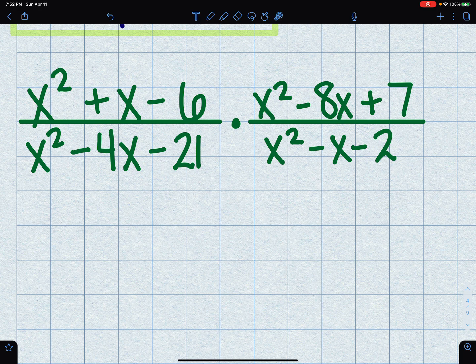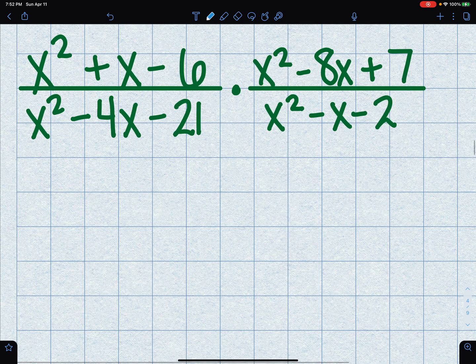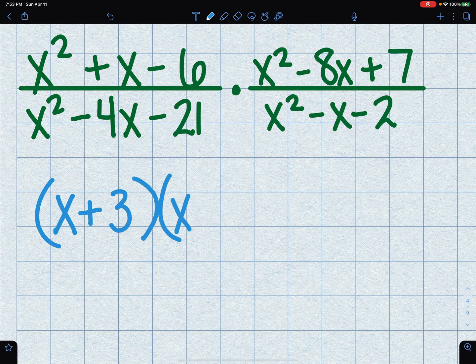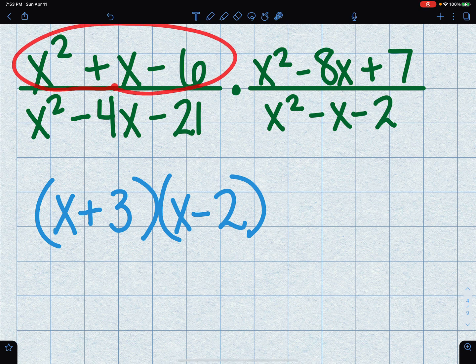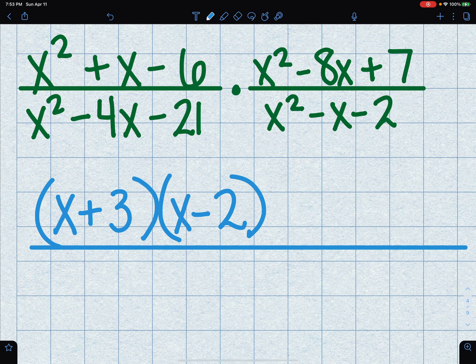So let's first look at this one. How would you factor that numerator out? It's going to end up being x plus 3 and x minus 2. Okay, this is where that factoring comes in handy. You have to turn this into this. Now I'm going to write a big long fraction, because this is all just going to get multiplied together.